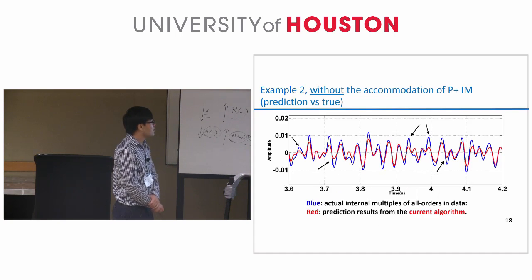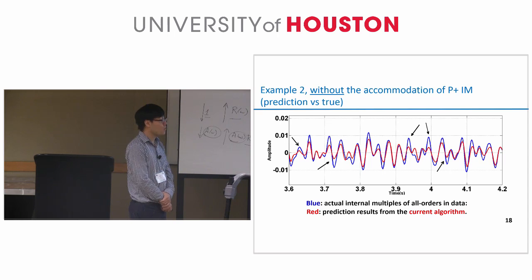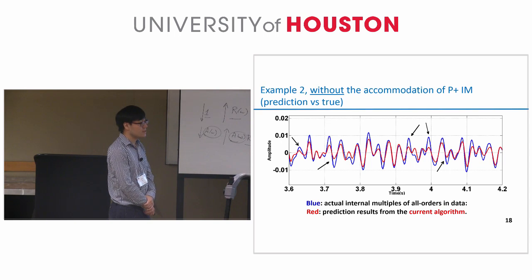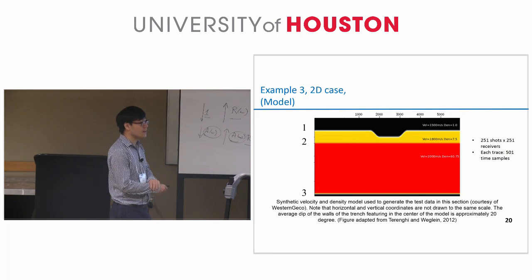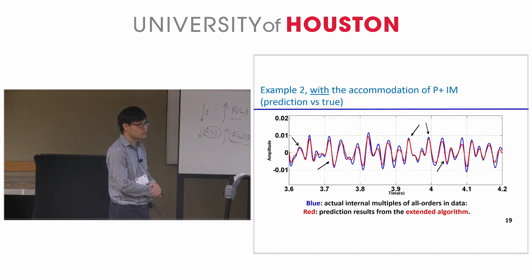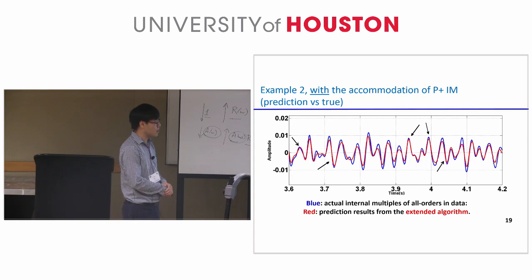And this shows the velocity profile and density profile we derived from the well-log data of QC. So with this profile, we generated the synthetic data, which again consists of primary and internal multiple. Using this input data, we obtain two predictions. One is from the current algorithm, one is the extended algorithm, and we compare these two predictions to the true internal multiple in the data. Again, this is in the 1D normal case.